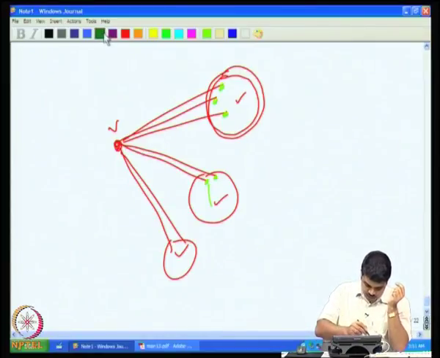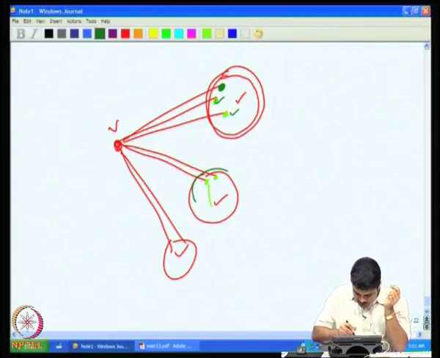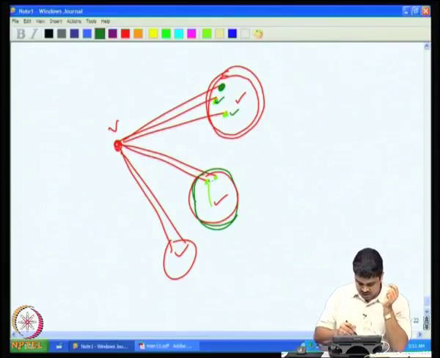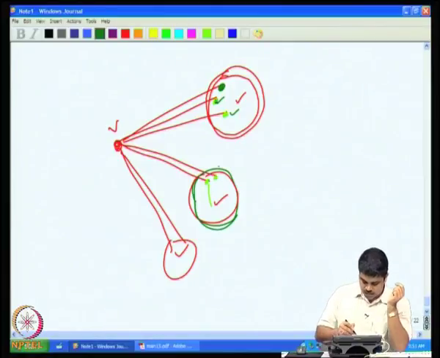The only problem, as I mentioned, is that all the colors are different. I can try to get a common color between this and this, because within this component I can exchange colors, so rename the colors. I can make the green color red and the red color green. These colors are different, these colors are different.